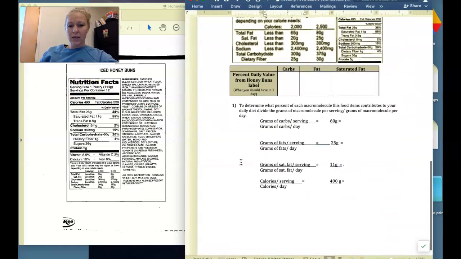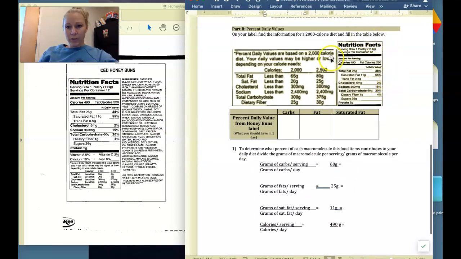Here, our serving size is 1 pastry, and in a box of honey buns there are usually about 12. So that's telling us this. Now let's look at the percent daily value from the honey bun label.